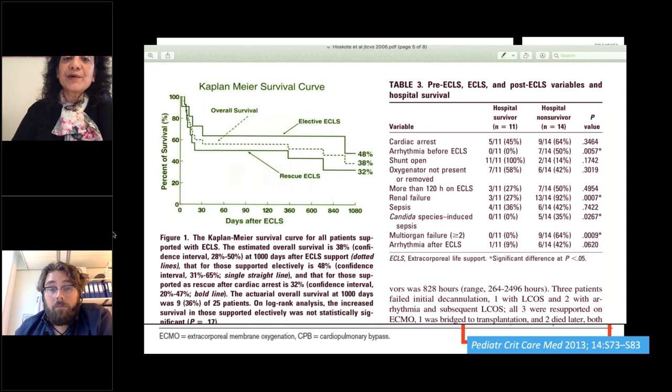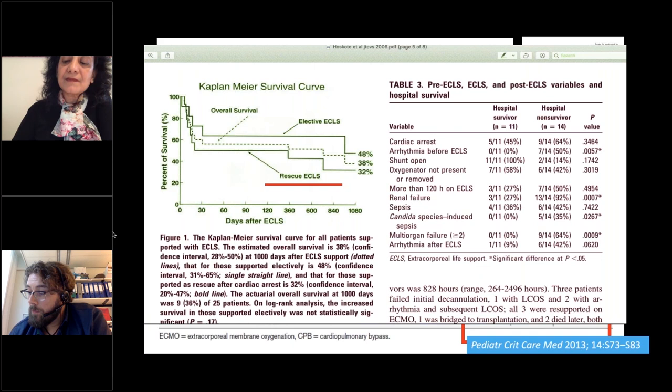From our own paper published in 2006 from the study done in Toronto, we found that those neonates who were cannulated as rescue ECLS had poor survival in the Kaplan-Meier survival curve over time. And you can see that it is 32% versus 48%.